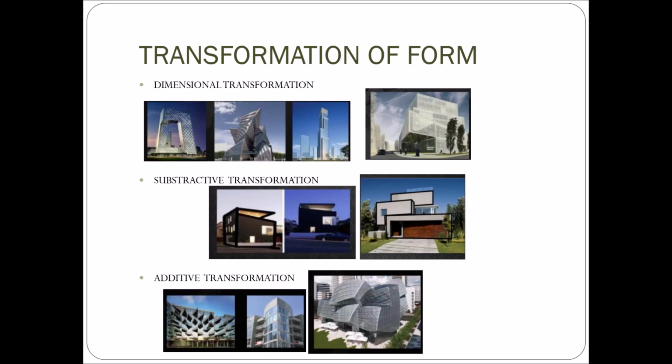And then we have transformation of form. The first one is dimensional form. How you can achieve this kind of form is by doing dimensional transformation work. And then you have subtractive transformation, and then additive transformation.